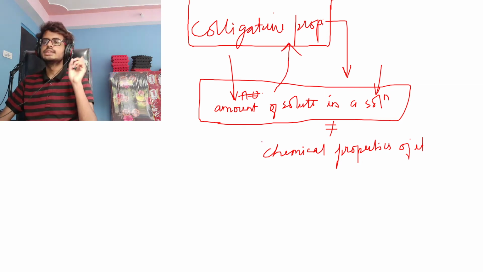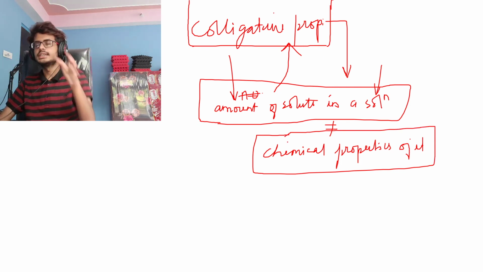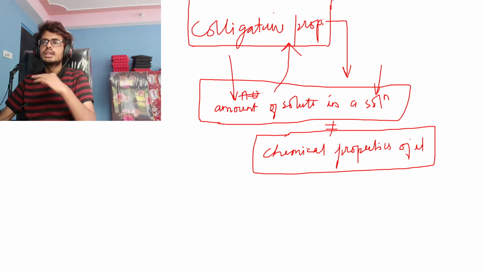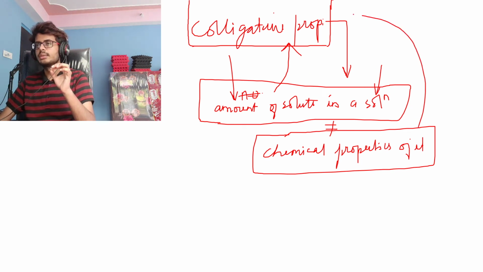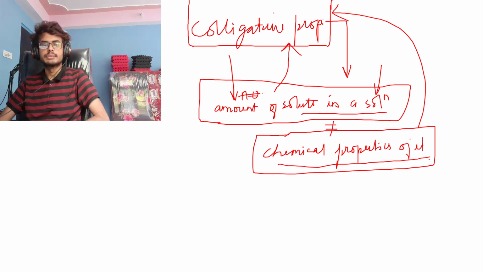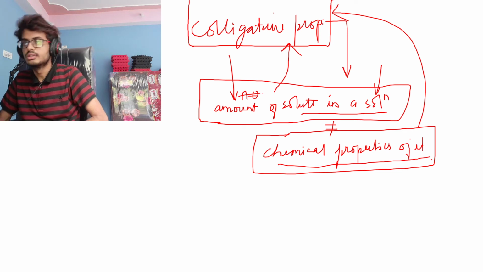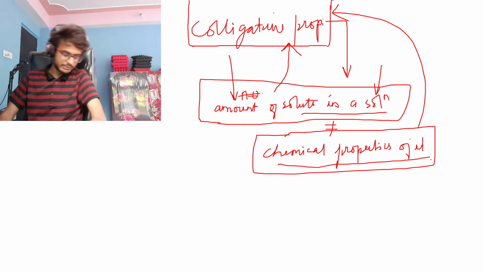But if you go on changing the chemical properties of the solute, it will not affect the colligative properties. So colligative properties are those properties which depend upon the amount of solute in a solution, but are independent of its chemical properties. In the book it's written: the properties of solutions which depend upon the number of solute particles or amount of solute particles in a definite amount of solvent, but not on the chemical nature of the solute, are called colligative properties. So very simple.